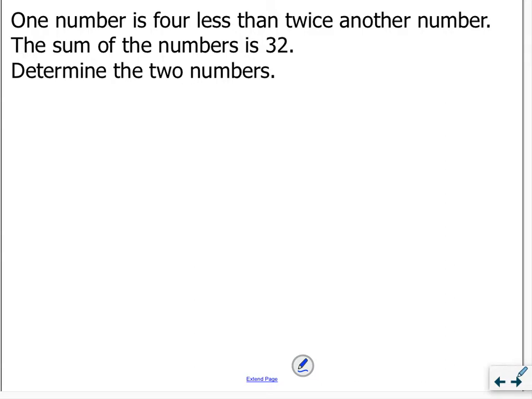One number is 4 less than twice another number, and the sum of the numbers is 32. So let's say maybe that we define our variables as x is one number and y is the other number. So let's see if we can come up with the equation for the first sentence. One number is 4 less than twice another number.